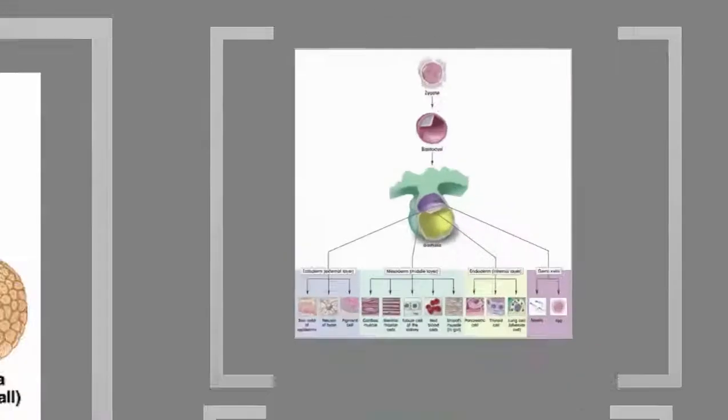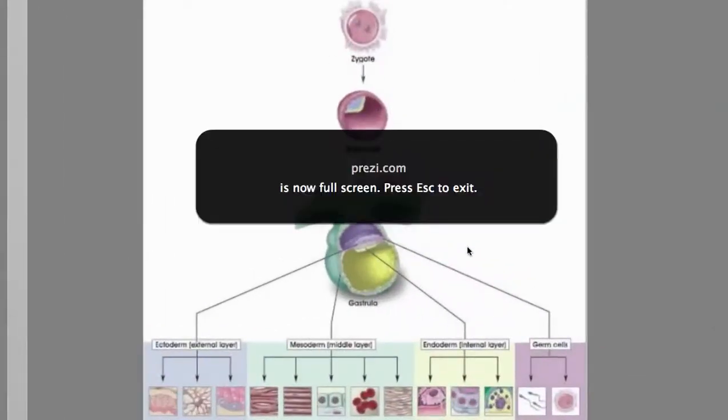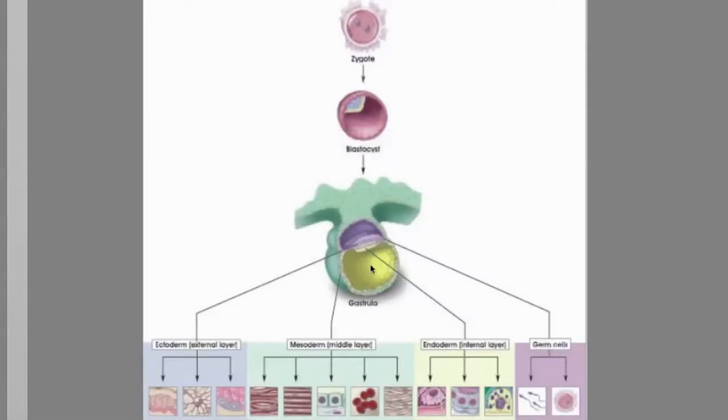But for now, let's take a look at how these actually become different. Part of the process of differentiation is merely location. Depending on what layer it is, those cells get different signals to become different things. As development continues, cells in the ectoderm, or the outer layer, can become skin cells, which makes sense, or, what's a little less intuitive, brain cells. And also pigment cells, or melanin-producing cells in your skin.